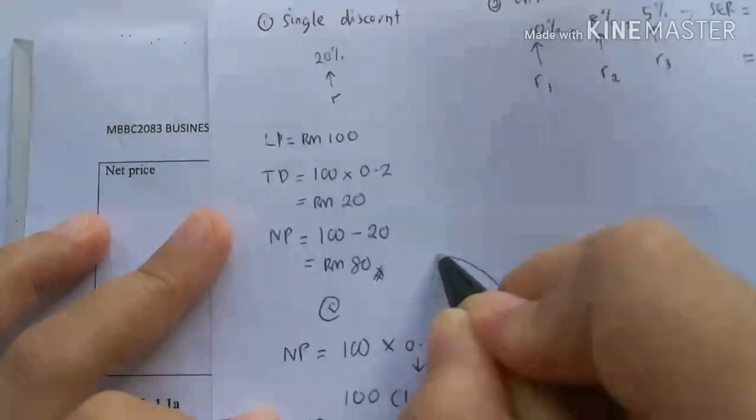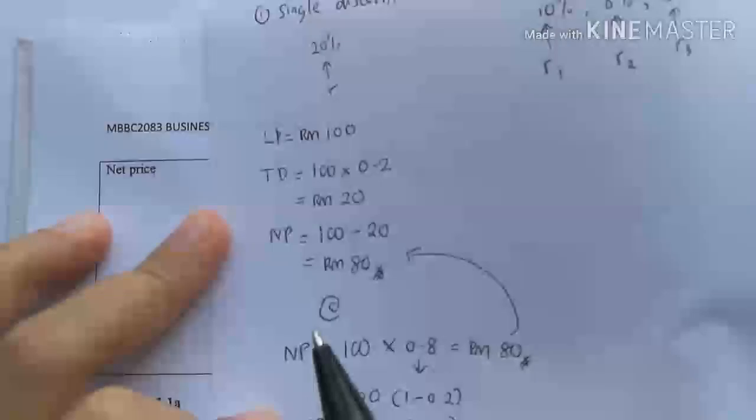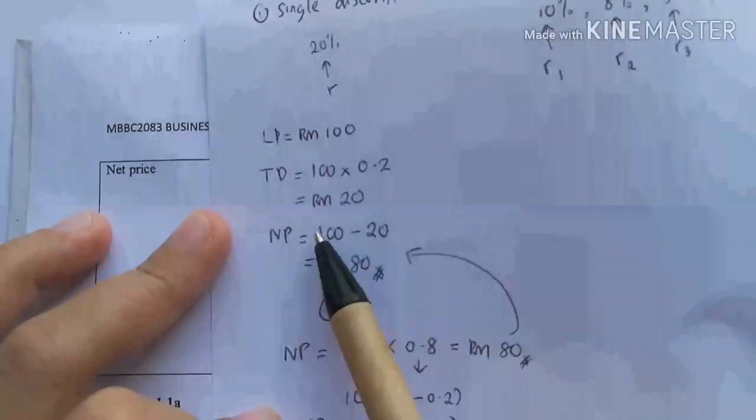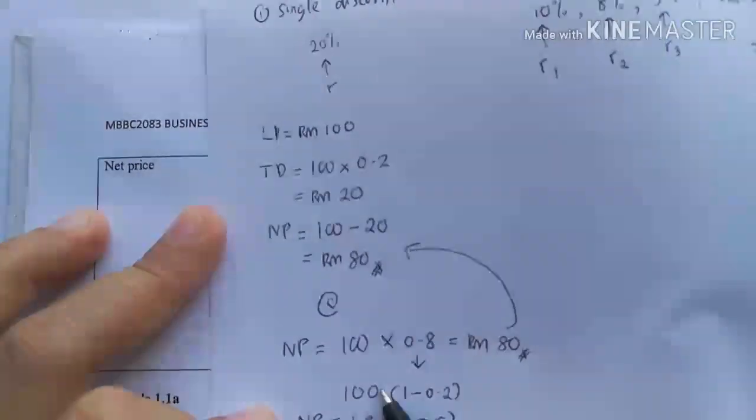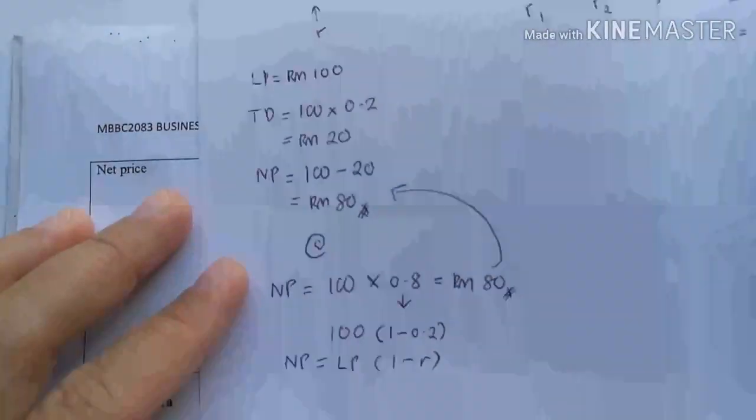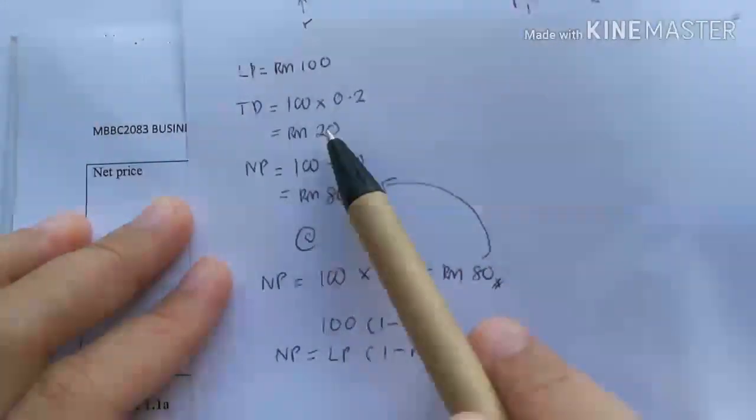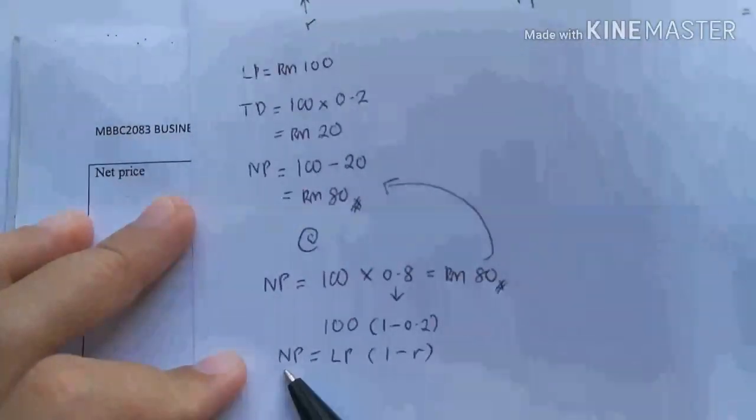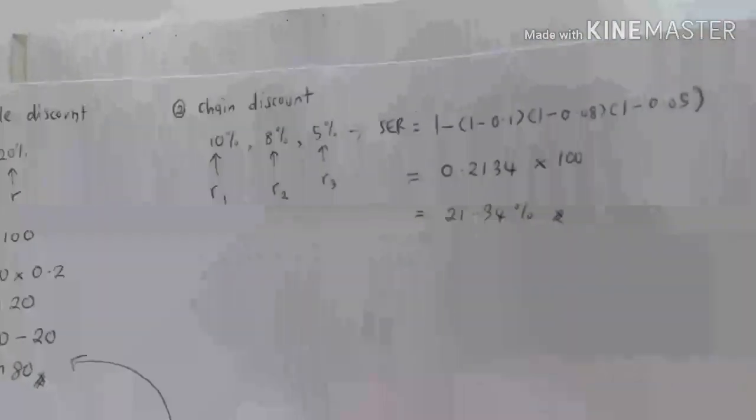So it's just the same with this one, except that for the first method, you have to compute the trade discount amount first. Only then you can deduct the discount amount from the original price. But for this method, you don't have to convert the 20% discount into the discount amount, but you can just use this formula, which is the shortcut formula, to find the net price. Okay, next, for the chain discount.